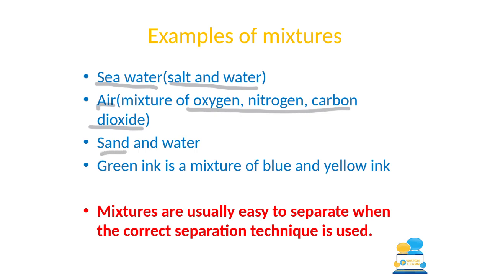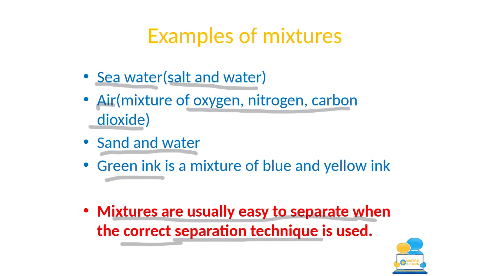Sand and water, again, are another example of a mixture. And notice the difference between it and salt and water. The salt is dissolved within the water in that case, whereas sand and water do not dissolve together. They will mix together, but the sand won't dissolve in water, so we can separate it in a different way than we will separate salt water. And green ink is a mixture of blue and yellow ink as well. And mixtures are usually easy to separate when the correct separation technique is used.